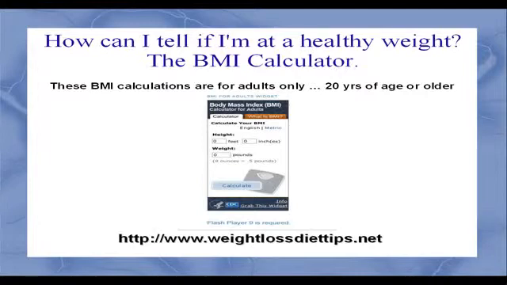It is important to note that these BMI calculations are for adults only, 20 years of age and older. If you are concerned about your current weight, possibly because of a medical reason, or perhaps you're concerned about your appearance, whatever the reason, the first step is to assess whether or not your current weight is healthy. So how can I tell if I'm at a healthy weight?